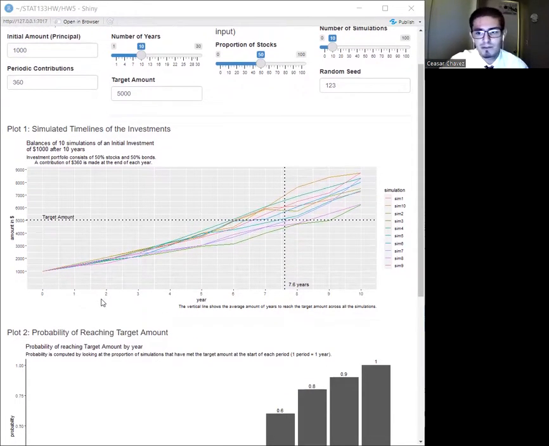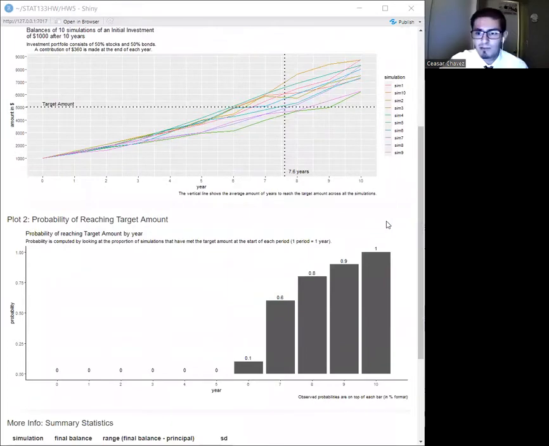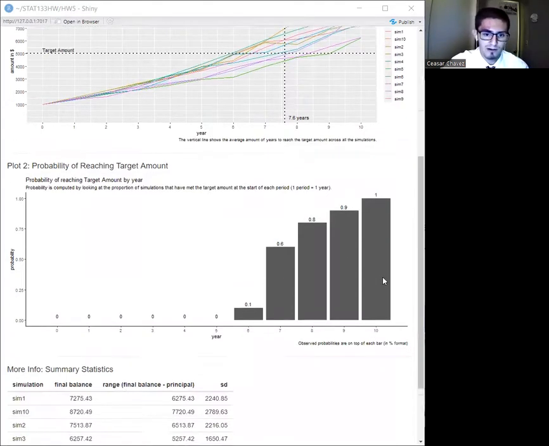Now for the plots. The first plot is the simulated timelines of the events. The x-axis is years, and the y-axis is amount in dollars. Each simulation is color-coded with a key on the side. Plot 2 is the probability of reaching the target amount, the x-axis being year, and the y-axis being the probability from 0 to 1. And the probabilities are labeled above each column as well.